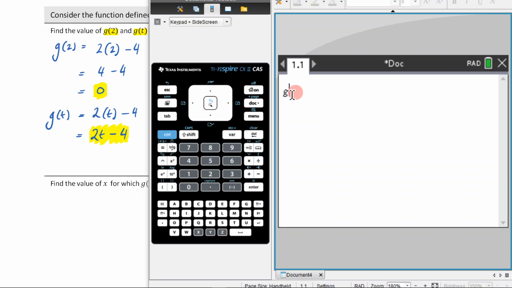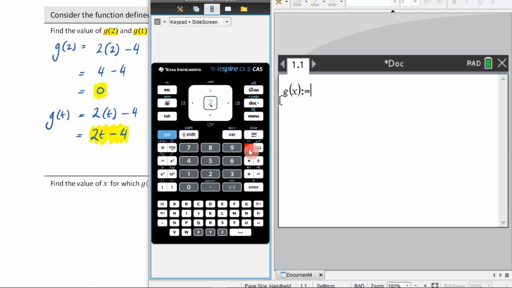So what I'm going to do is go g of x, and my favorite way to do it is to press control and this button here, then type in 2x minus 4. Once we've done that, we can now sub in values like this and like this. And as you can see, we got 0 and 2t minus 4 out when we subbed in our corresponding values there. So that all checks out.